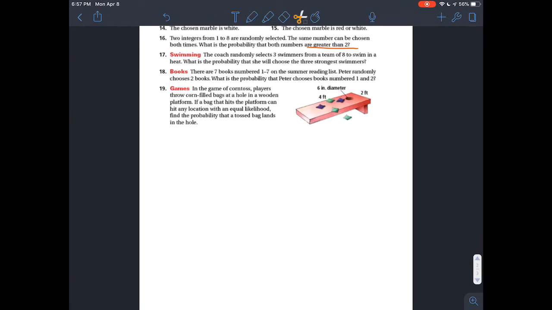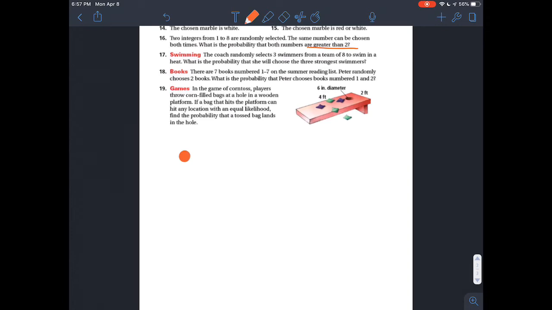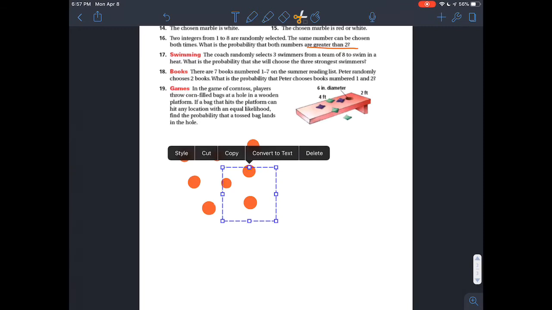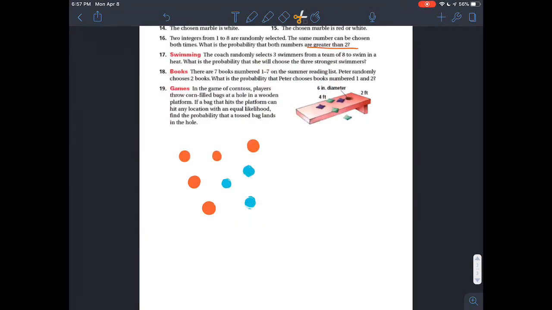Okay, so number 17 says, the coach randomly selects 3 swimmers from a team of 8 to swim in a heat. What is the probability that she will choose the 3 strongest swimmers? Okay, so we have 5, 6, 7, 8 different swimmers, and let's just make 3 of them the fastest ones. Okay, so I'll just put them in a different color. So these 3 are the 3 fastest swimmers.